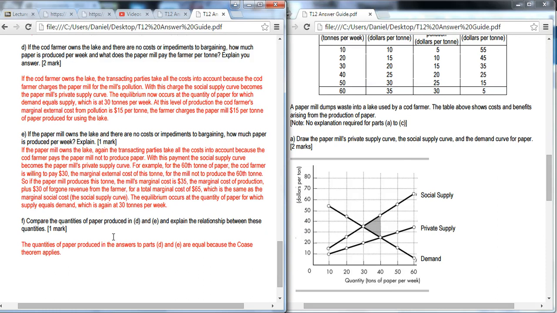In one situation, if the farmers own the lake, the paper mill is going to pay the farmers to produce, and if the paper mill owns the lake, the farmers are going to pay the paper mill to produce less. Okay, that's all for Coase theorem.